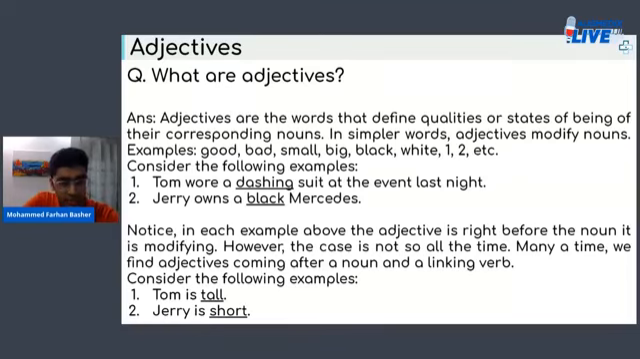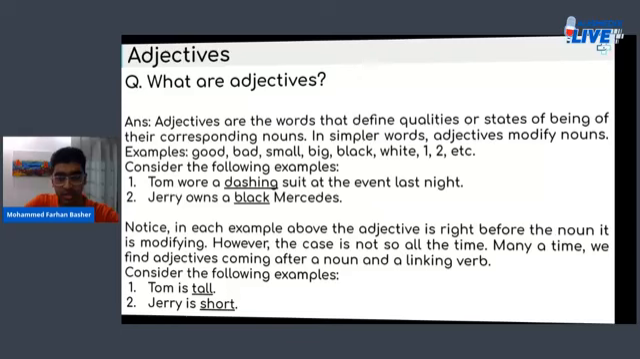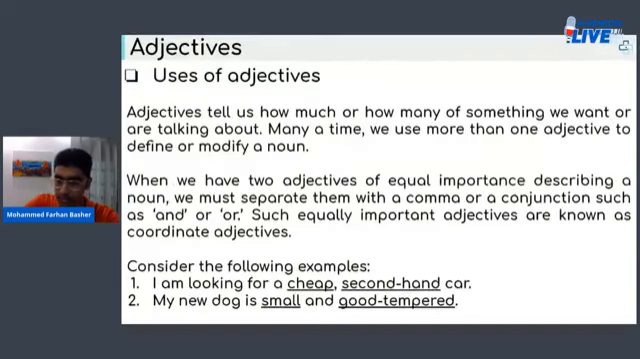However, the case is not so all the time. Many a time we find adjectives coming after a noun and a linking verb. Consider the following examples. Tom is tall, Jerry is short. Okay, moving forward to the next slide. Uses of adjectives.